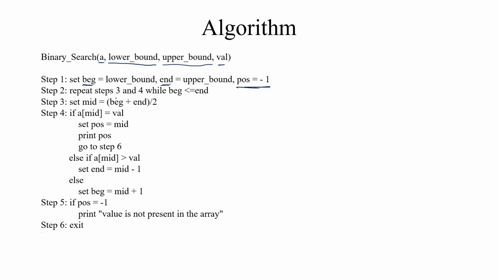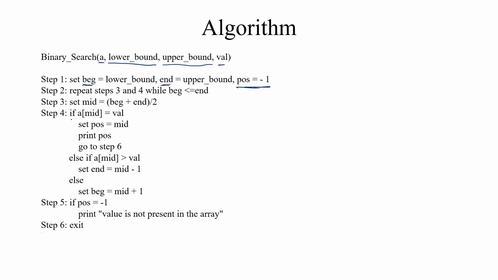Step 2: repeat steps 3 and 4 while beginning is less than or equal to ending. What are steps 3 and 4? Step 3 is finding the middle element, which we can find by beginning plus ending divided by 2. Now what is step 4?